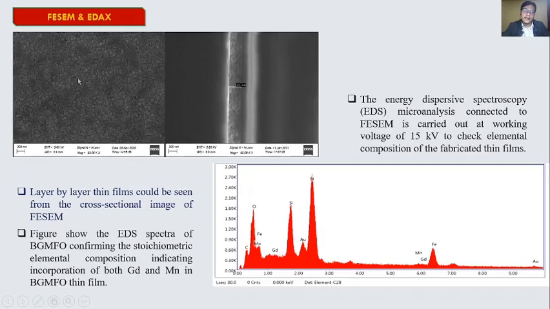Here are the FESEM images, which also show that it's a uniformly distributed thin film, and the cross-sectional view gives the thickness as well as the multilayer structure. Layer by layer structure of the thin films could be seen from this cross-sectional view. EDX analysis gives the peaks of Gd and Mn, so incorporation of Gd was also confirmed from this EDX spectrum.